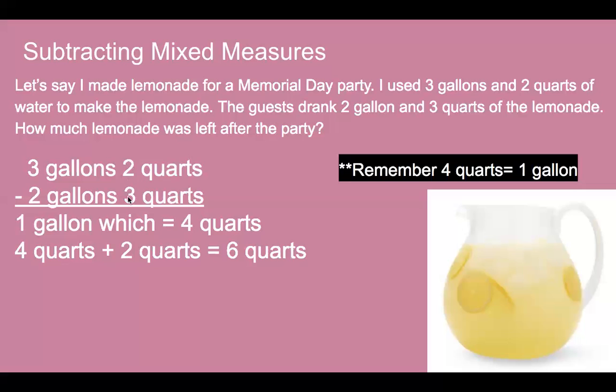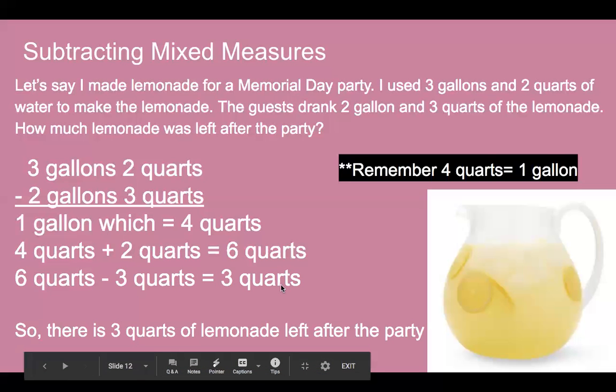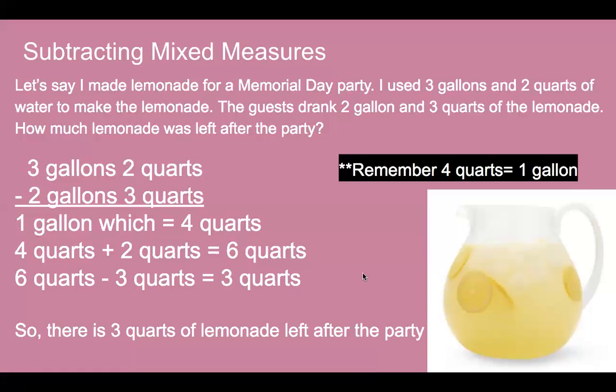Now do I have enough quarts to subtract 3? Yes, because 6 is bigger than 3, right? So I'm going to subtract 6 quarts minus 3 quarts, and I'm left with 3 quarts as my final answer. So there's 3 quarts of lemonade left after the party. The tricky part of this was really just converting the gallons to quarts, and then you have to add that amount to the part up here, and then subtract.